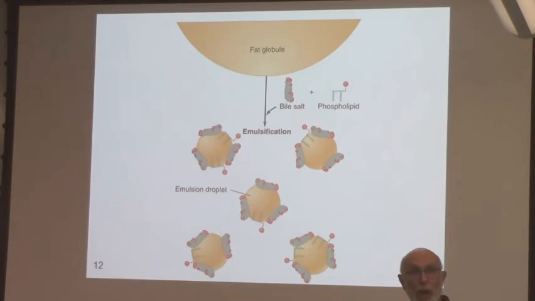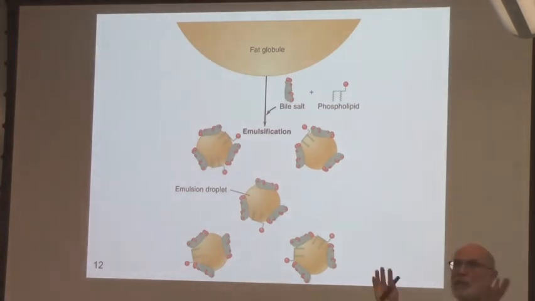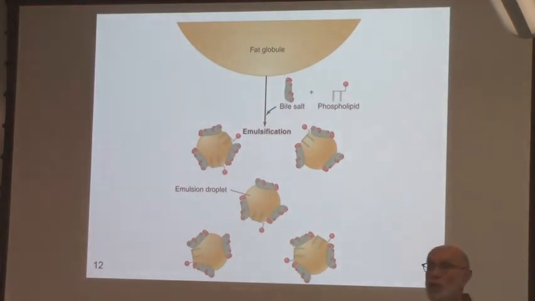So its first job is to turn this glob of fat, which ordinarily would just separate from water, and make it small enough so that it's now in an emulsion of tiny fat droplets in aqueous solution. It's not really a solution, it's an emulsion. We're clear about what an emulsion is? Mayonnaise is a perfect example of the kind of emulsion we're talking about here.